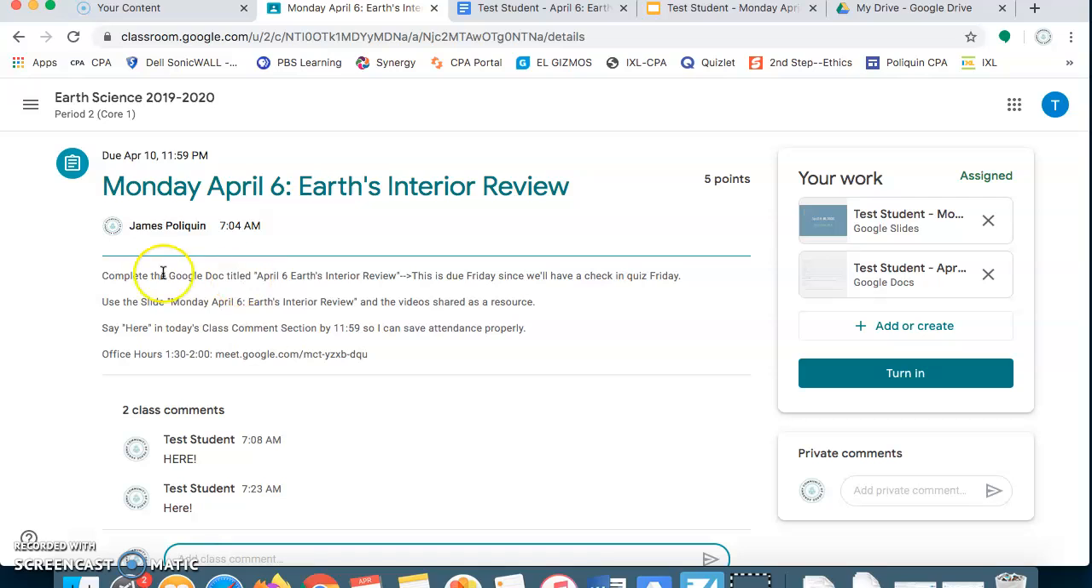And so today's assignment: complete the Google Doc titled April 6th, Earth's Interior Review. This is due Friday since we'll have a check-in quiz Friday as well. For our check-in quizzes, you'll be able to use any notes, any practices, anything that we've done during the week to help you with the quiz. Some quizzes will be taken for points, being right and wrong. Some points will be taken for participation. Are you trying? Are you giving everything your best shot?